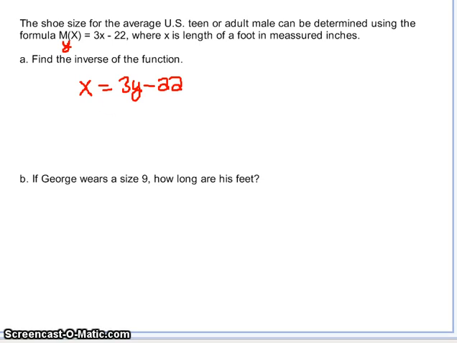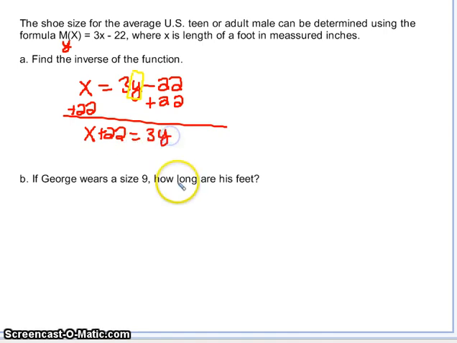So in order to isolate this y, we want to box it out and get it by itself. We have to go in the opposite order of operations. We have a minus 22, so we have to add this 22 over here. So that gives me x plus 22 equals 3y. And then we can divide everything by 3.